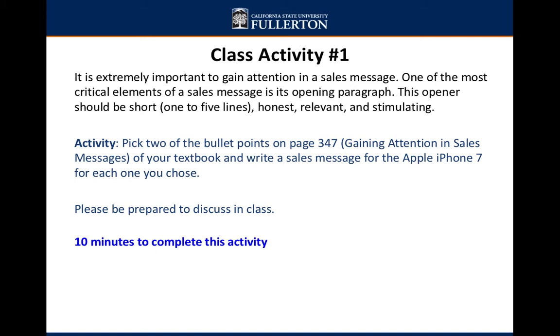So for your activity, I want you to pick 2 of the bullet points on page 347 of your textbook, but in your electronic book, it's going to be gaining attention in sales messages of your textbook, and write a sales message for the Apple iPhone 7 for each one you chose. So if you want, you can write it for the Apple iPhone 8 now that the new one has come out. I'm just not sure if too many people will know what the iPhone 8 consists of, which is why I only have iPhone 7.